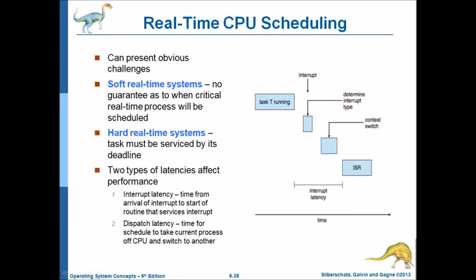Now we consider the event-driven nature of a real-time system. When an event occurs, the system must respond to and service it as quickly as possible. We refer to event latency as the amount of time that elapses from when an event occurs to when it is serviced. Usually different events have different latency requirements. So here we have the types of latency that affect the performance.